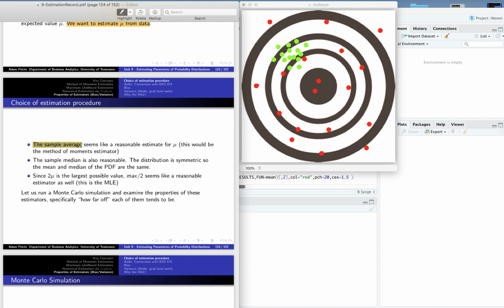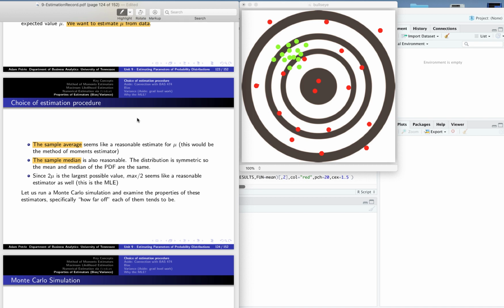So one thing we could do is just take the data and measure the sample average. Well, mu is the actual average of the PDF, and so the sample average should get fairly close to that. And in this case, since the distribution is symmetric, the uniform is just a flat line between 0 and 2 mu here, the sample median is going to get you there as well. The sample median is the value that's right in the middle of the sorted list of values that we've collected in our data. So since we're trying to estimate the midpoint of that uniform distribution, the midpoint of our data seems like a reasonable thing to do as well.